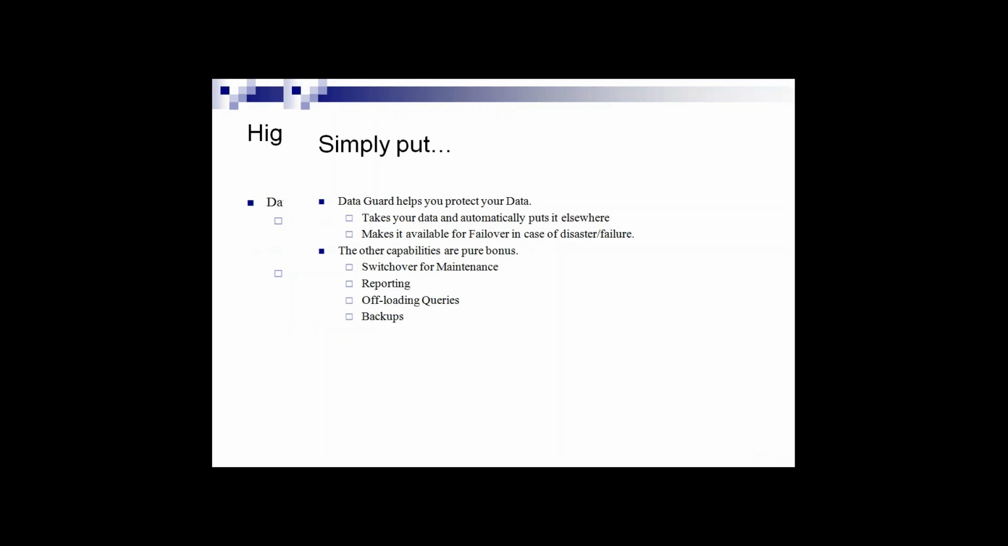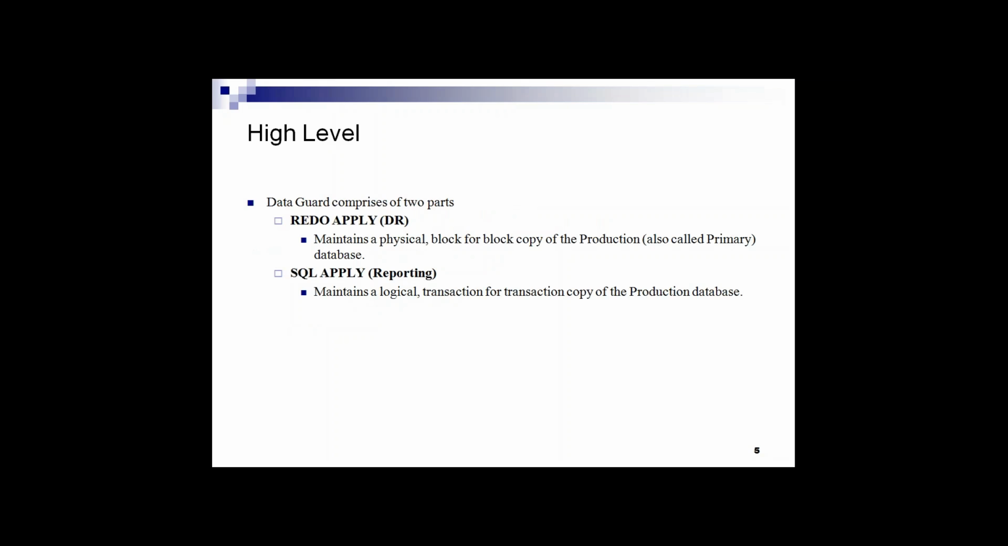Moving to the next slide, Dataguard comprises of two parts: redo apply and SQL apply. So in layman terms, we have mainly two types of standby databases: physical and logical standby databases. So the question arises, how does the data basically travel from one location to another, and how does data get applied to the standby database? One way is to apply it using redo apply.